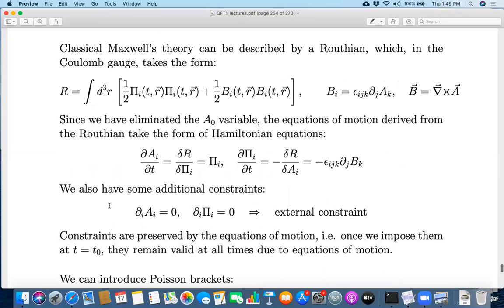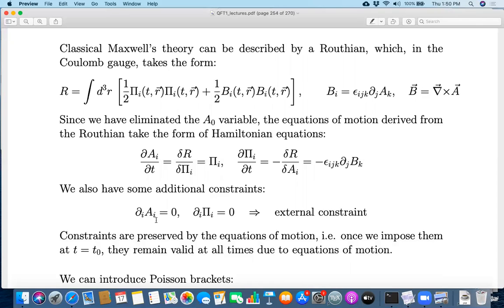And finally, we also have to remember that you have additional constraints in this formalism. This one comes from the Coulomb gauge fixing condition, and this one came from the A0 equation. But now that you have forgotten about A0, we'll just regard these as external constraints that you have imposed on the coordinates and the momenta. And one of the important observations here is that these constraints are preserved by the equations of motion, which basically means that once you impose them at t equal to t0, they remain valid at all times.